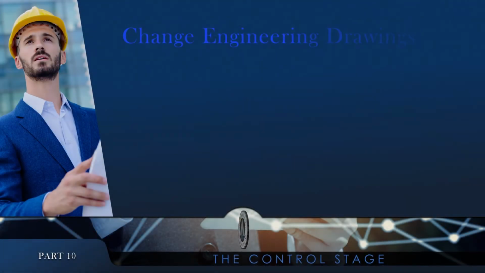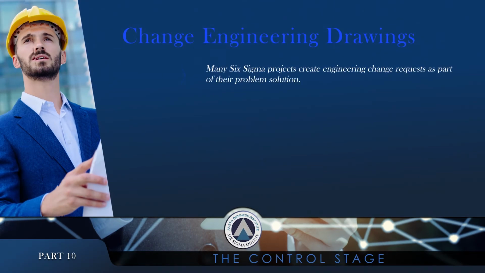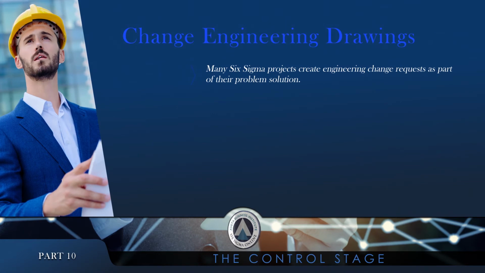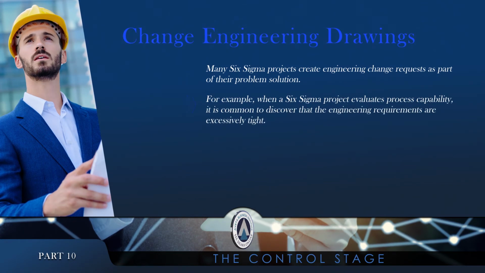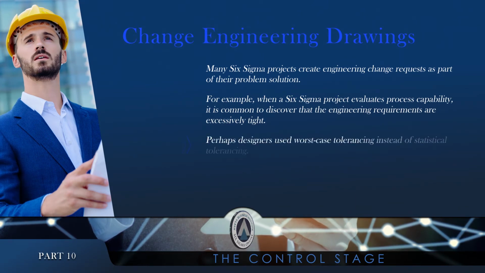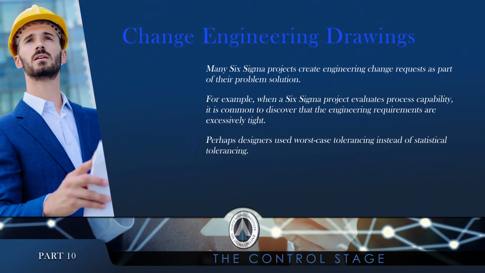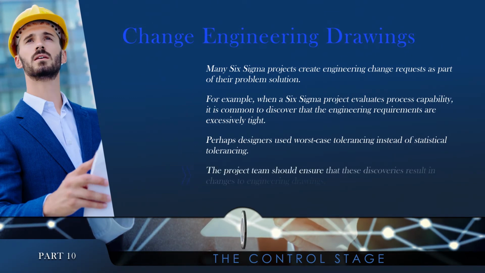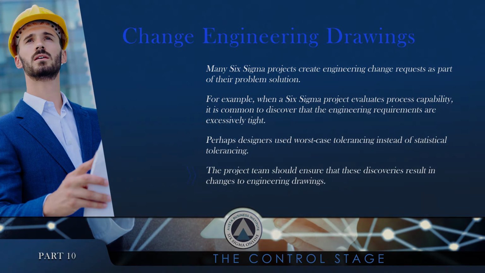Change engineering drawings. Many Six Sigma projects create engineering change requests as part of their problem solution. For example, when a Six Sigma project evaluates process capability, it is common to discover that the engineering requirements are excessively tight. Perhaps designers used worst-case tolerancing instead of statistical tolerancing. The project team should ensure that these discoveries result in changes to engineering drawings.